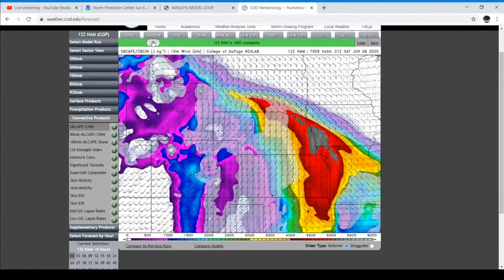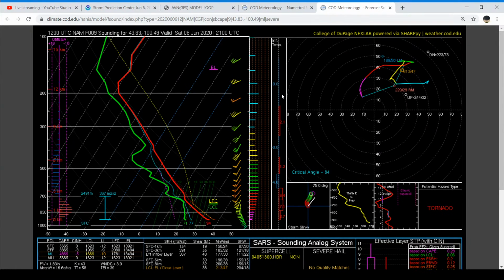As we can see through the evening, we are expecting some unstable surface-based CAPE through this region. Let's click at soundings through here. Okay, so this looks much better.